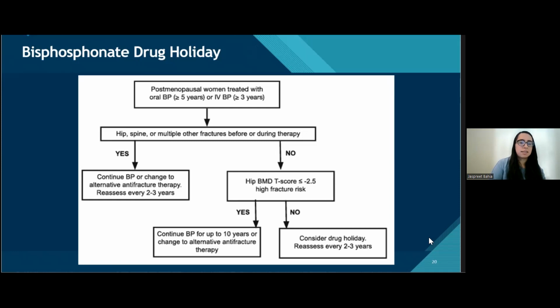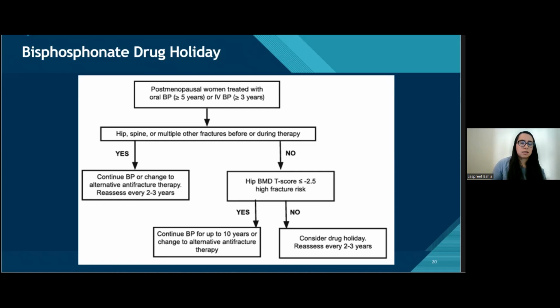If your patient hasn't sustained a fracture, get a DEXA, and if their T-score is still less than -2.5 and they're still in that high-risk fracture category, you want to continue your bisphosphonates. If their T-score has improved, then you can consider going on a drug holiday. And then you want to reassess restarting the bisphosphonates every 2 to 3 years. The maximum recommended drug holiday is 5 years.